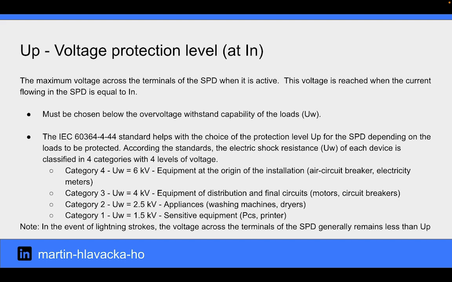According to the standards, the withstand to electric shock of each device is classified into 4 categories with 4 voltage levels.